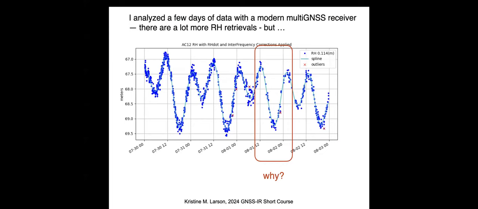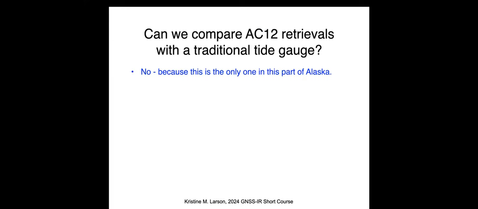Simon already showed this, but basically I went ahead and looked at what the data set looked like for this site when they put in a modern receiver. What you basically see is that now it's filled in because there are three different constellations contributing, but you also see a day here when the number of retrievals really went down. That's just because of the wind. Can we compare with a tide gauge like we did in Friday Harbor? Unfortunately, we can't because there isn't one.